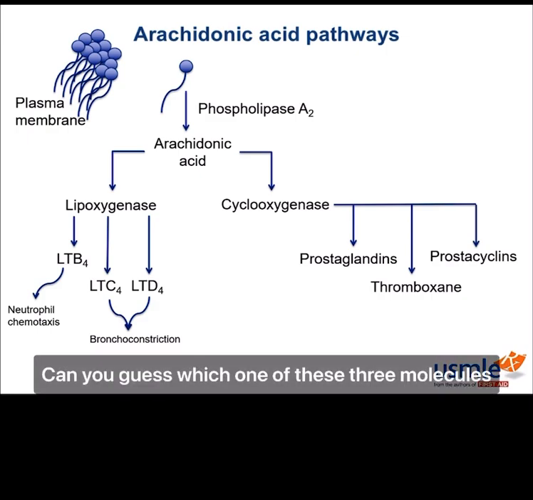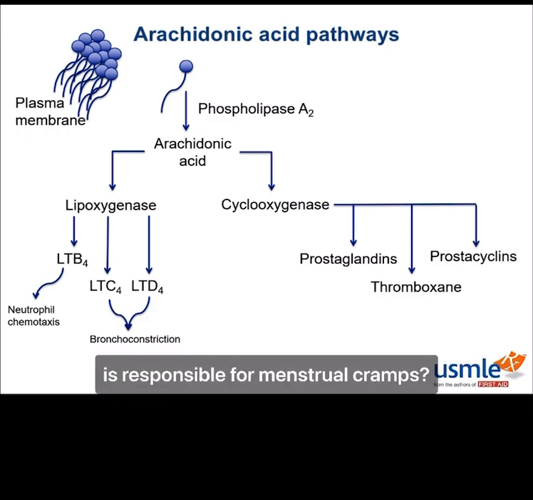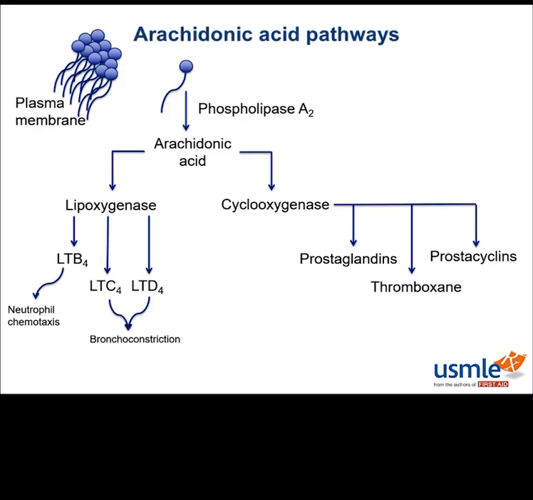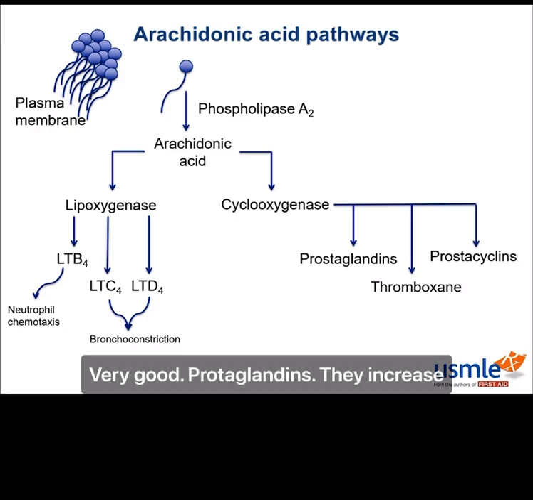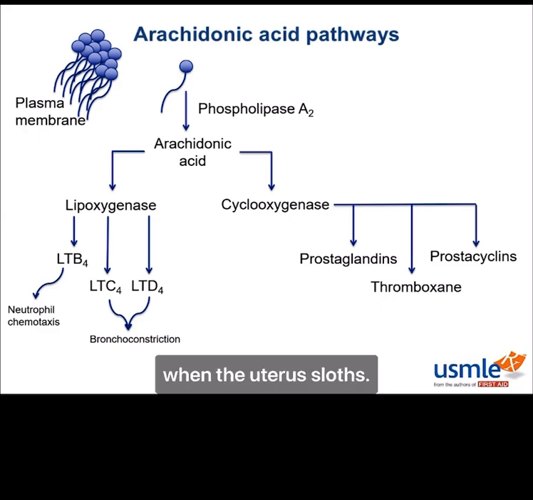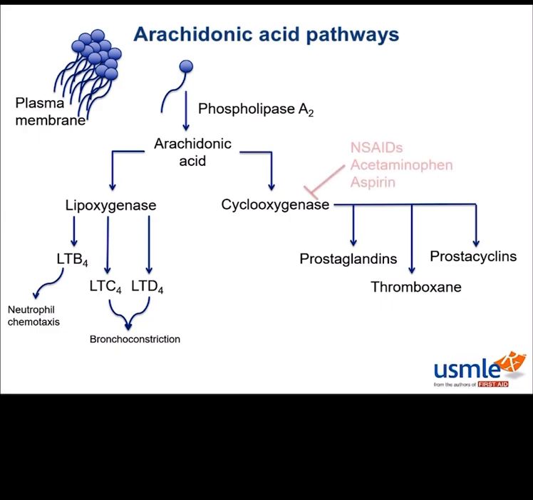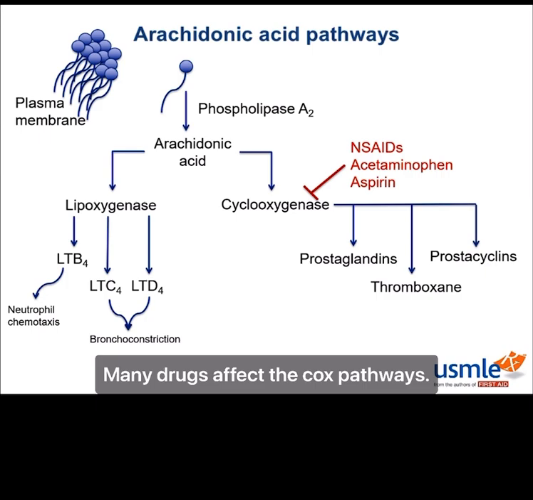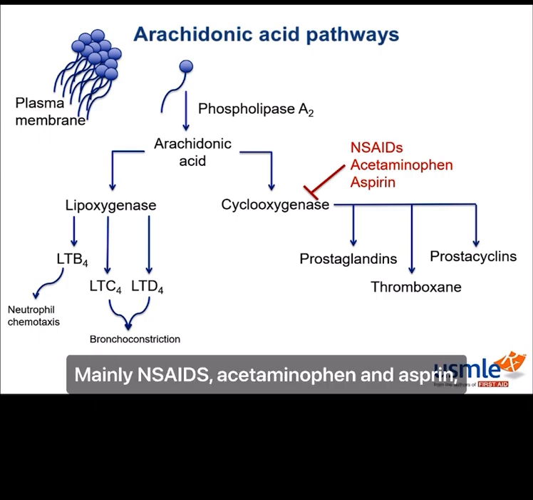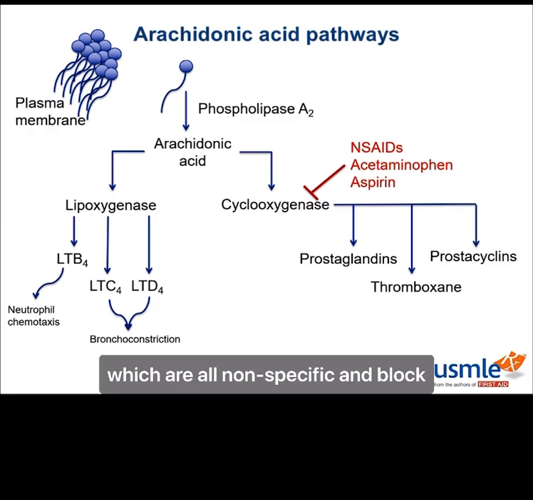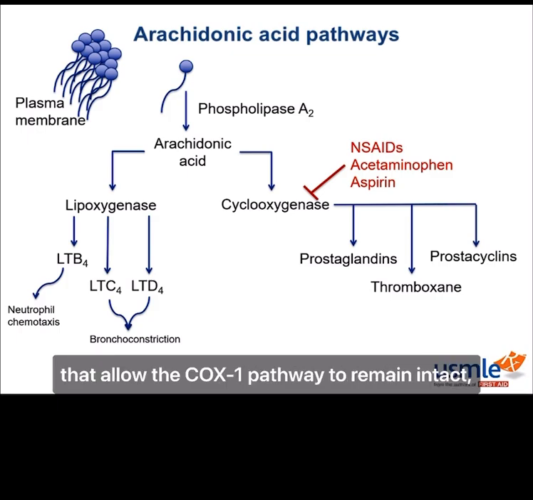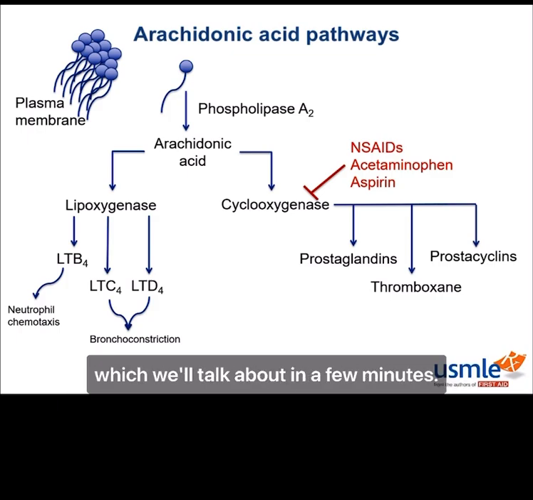Can you guess which one of these three molecules is responsible for menstrual cramps? Very good, prostaglandins. They increase uterine tone and are responsible for cramping when the uterus sloughs. Many drugs affect the COX pathways, namely NSAIDs, acetaminophen, and aspirin, which are all nonspecific and block both COX-1 and COX-2. There are specific COX-2 inhibitors that allow the COX-1 pathway to remain intact, which we'll talk about in a few minutes.